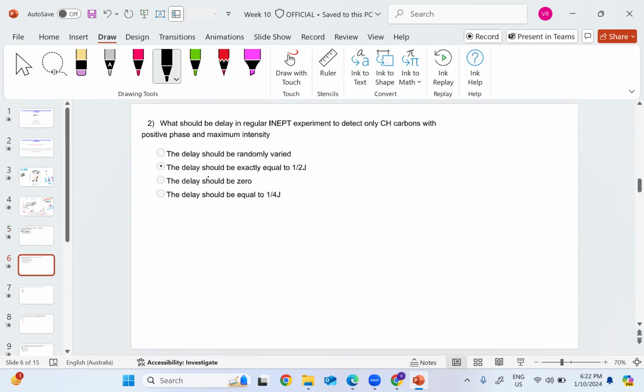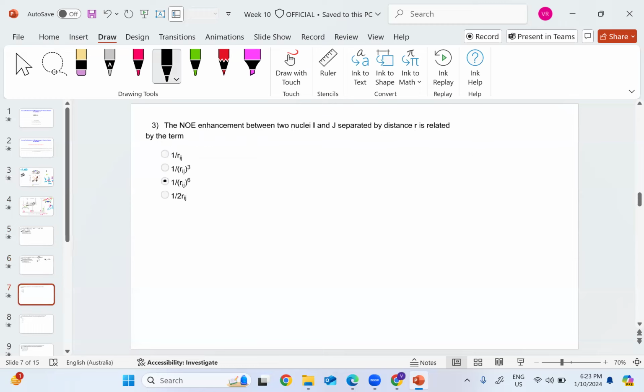In the second problem, what should be the delay in a regular INEPT experiment to detect only CH carbon with positive phase and maximum intensity? For this one, the delay should be exactly equal to 1 by 2J, sorry, 1 by 2 of J. So that much delay we need to give to detect only CH, not CH2 or CH3, that kind of signal.